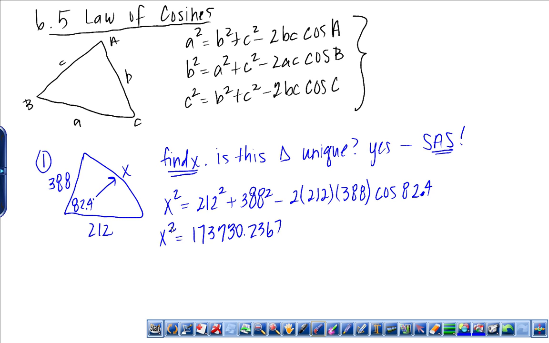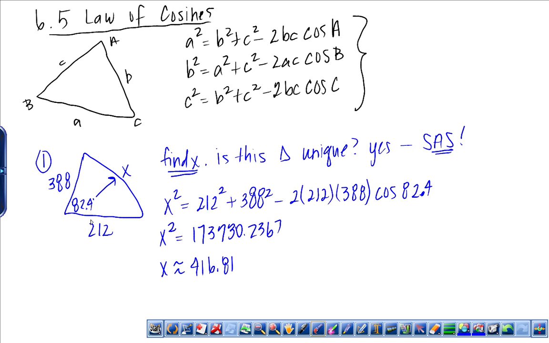You notice that you have x squared, so you must square root it. When you square root, I got approximately 416.81. If you're ever going to use this number again, I would store it because we are rounding. At some point we are going to use it again, but I just wanted to find the other side.